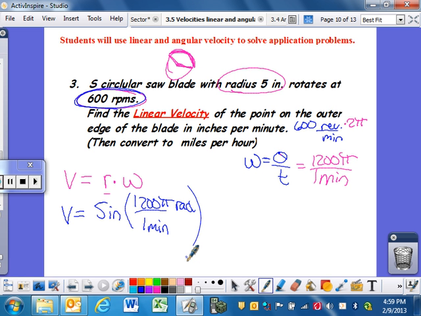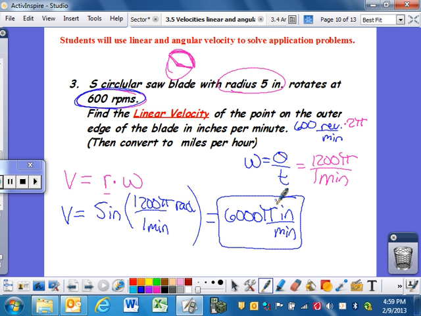Alright, so I have 1200 pi radians per 1 minute, times 5 inches. So that ends up being 6,000 pi inches in a minute. Now the radian label goes away when you multiply by anything with significance as a label. Okay, it's just a neutral label. It's not going to affect anything. So I have 6,000 pi inches in 1 minute. Alright, and then that would be the answer for the first problem.